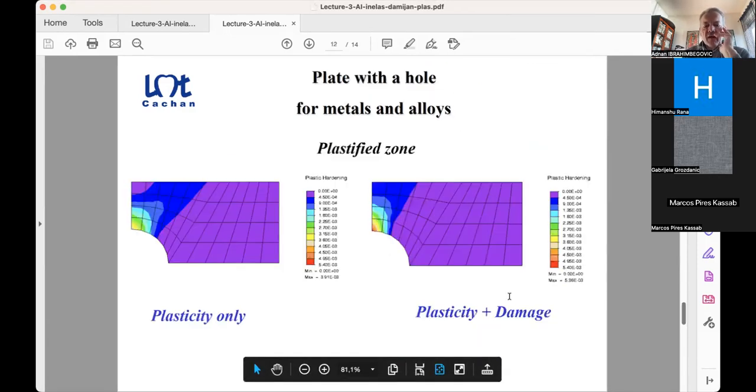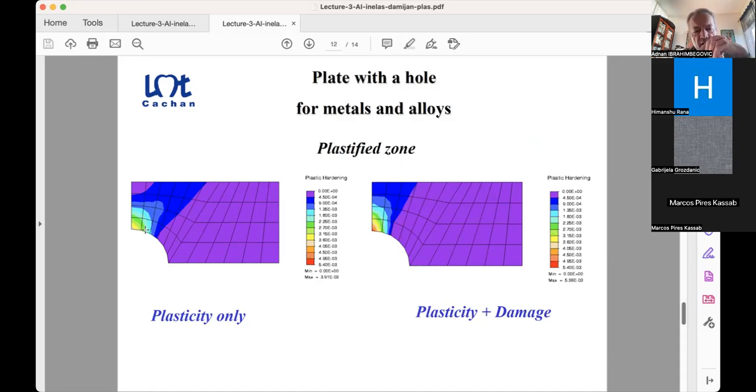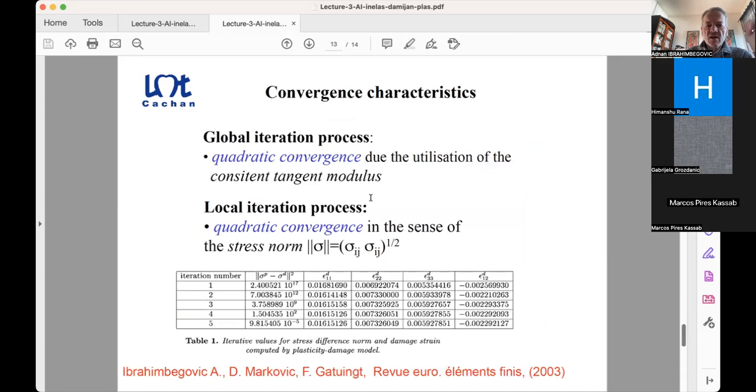Okay. And again, I showed this result before. If you have only plasticity, a typical failure for this simple plate with a hole corresponds to J2 plasticity with shear bands at 45 degrees. And if you have damage, these things change a little bit.